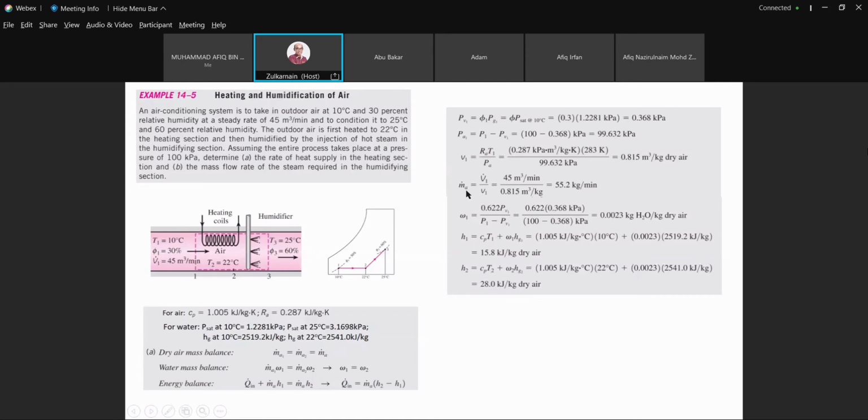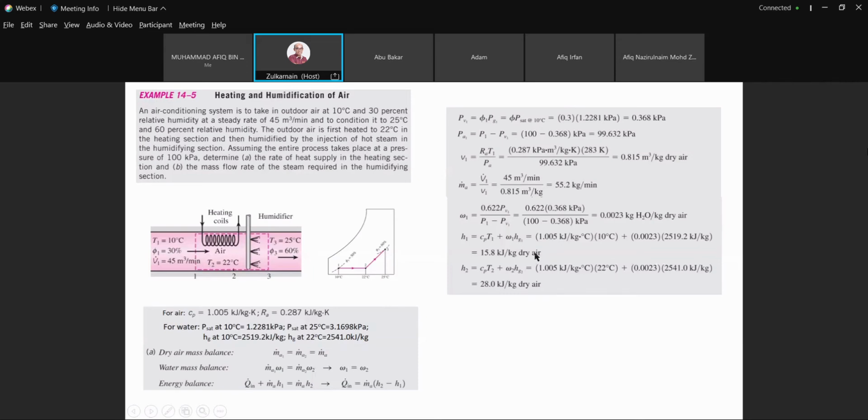After that, we look into omega 1 because we need omega 1 in the enthalpy equation. What is the enthalpy equation? For state 1, for the air plus moisture, this is Cp T1 plus omega 1 multiplied by Hg1. Cp is the Cp for air, which is 1.005, and T1 is 10 degrees C.